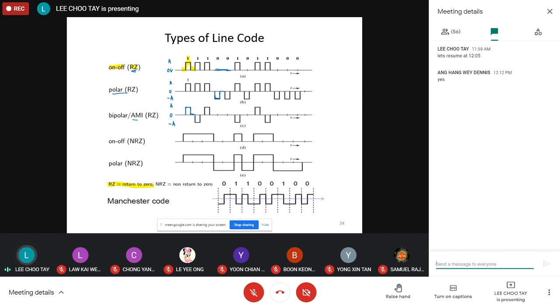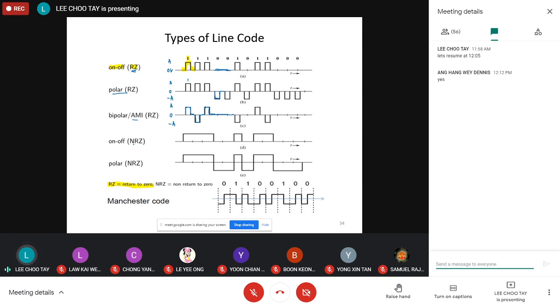To transmit the second one, if there's a one following the previous one, then the next one is transmitted as a negative amplitude pulse. This lasts for half of the bit duration and then goes back to zero. If we need to transmit another one again, this one will be transmitted with a positive pulse for half of the bit duration and then go back to zero. And in bipolar, zero is transmitted with no pulse, nothing. That is for bipolar.